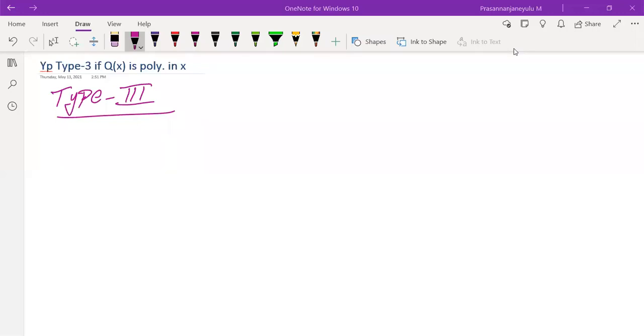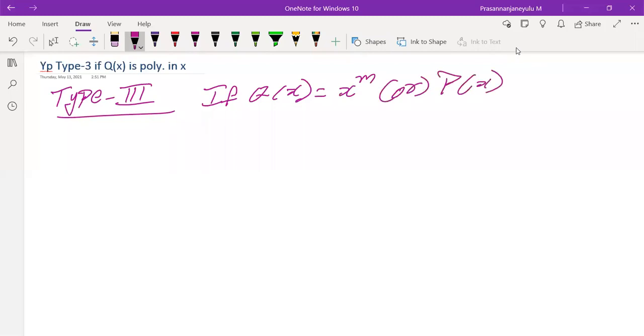What is this type 3? Type 3 is if Q of x is equal to what we discussed at the starting of particular solutions. 6 types are there. In that, this is the third type, x power m, or a polynomial in functions of x, that I mentioned as P of x. If this is the case, then how to write our yp?